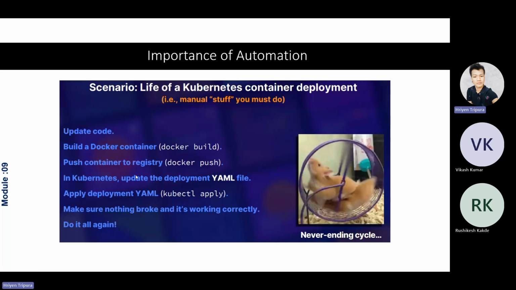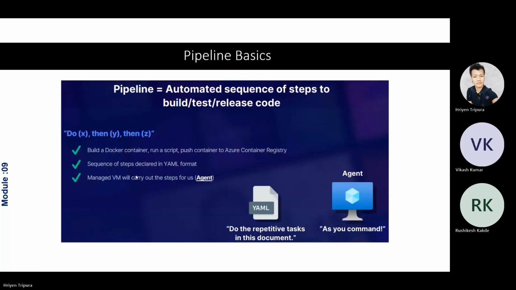So this is why it is very important when it comes to Azure DevOps, and we are talking about Azure Pipelines. We also need to understand the pipeline basics and why it is required. First, what is a pipeline in simple terms? It is an automated sequence of steps to build, test, and release code.